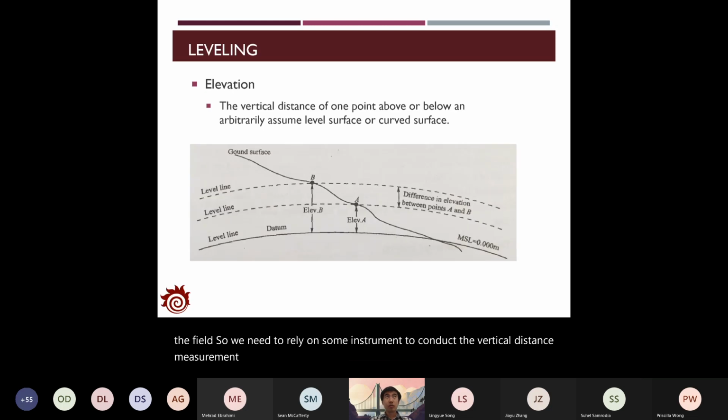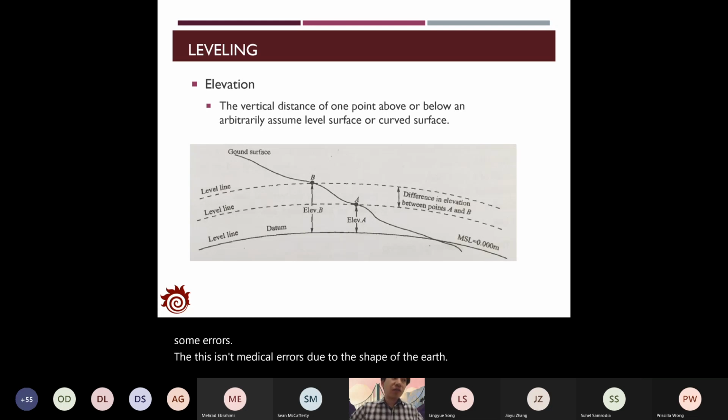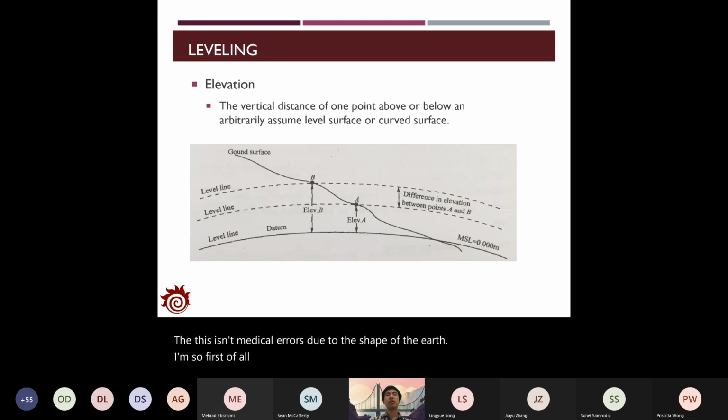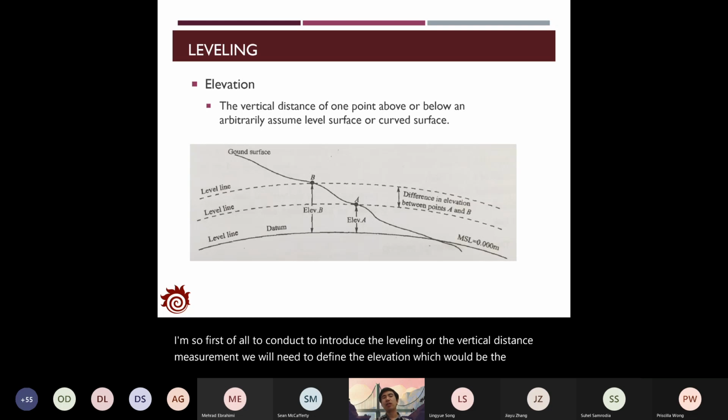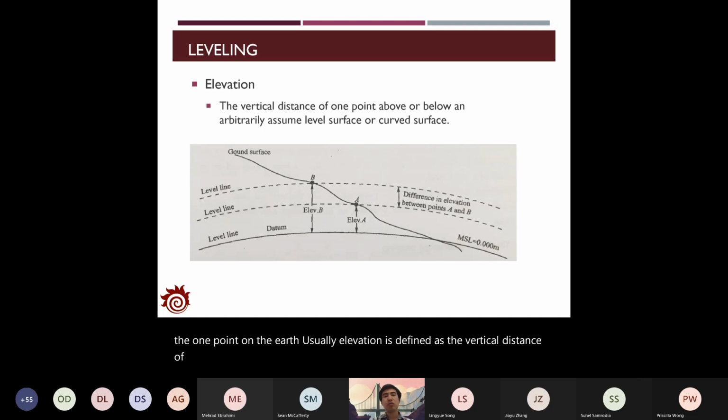Also, we have to be aware that there might be some systematic errors due to the shape of the Earth. First of all, to introduce the leveling or the vertical distance measurement, we will need to define the elevation, which would be the height of one point on the Earth. Usually, elevation is defined as the vertical distance of one point above or below an arbitrarily assumed level surface or curved surface. Let's take an example about the Earth.